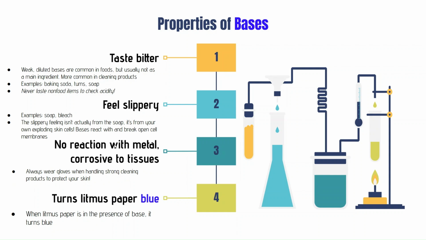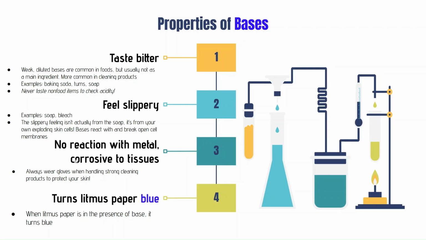Bases feel slippery to the touch. So for example, when you put soap on your hands and you have that slippery feeling, what's actually happening is that bases, when they come into contact with your cells, react with the cell membranes and break them open. So what you're feeling isn't the base itself, it's not even the soap. It's the inside of your cells that you're feeling in your hands. So you're actually feeling your own exploded cells when you touch soap.